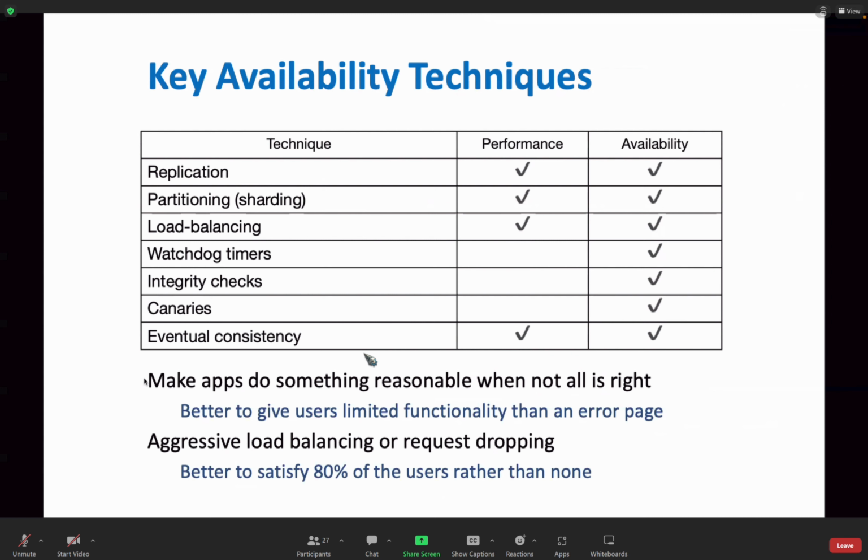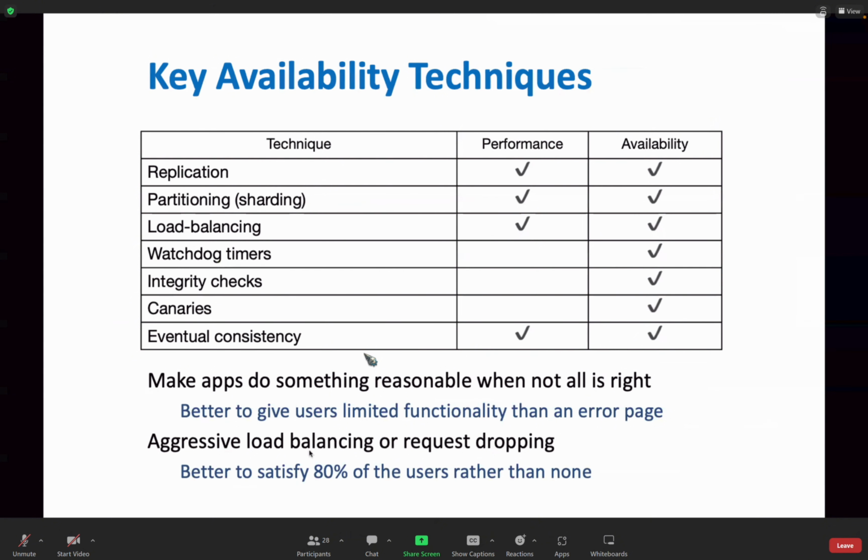So this is a practical tip: making applications do something reasonable when things are not right is better than nothing. Rather than making it entirely fail or not show at all, the service can show that this one is not working or something is in progress, and at least giving some response will make the user happier.